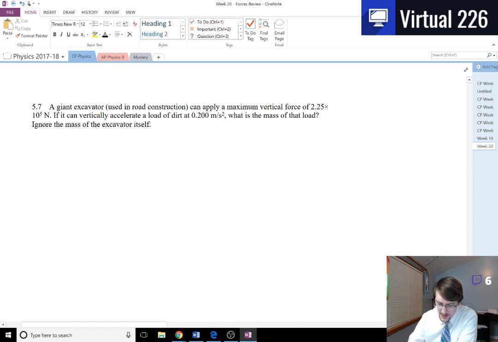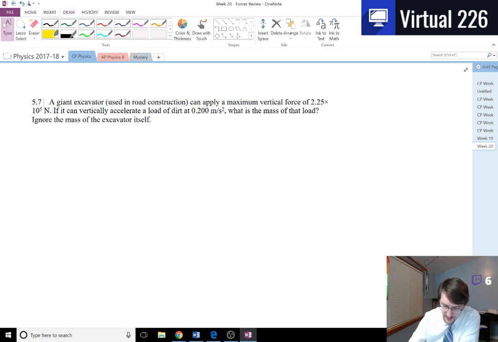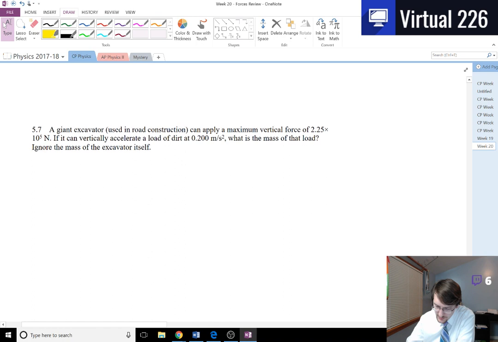Okay. We've got this giant excavator here used in road construction. It can apply a maximum vertical force of 2.25 times 10 to the fifth newtons. If it can vertically accelerate a load of dirt at 0.2 meters per second, what is the mass of that load, ignoring the mass of the excavator itself?